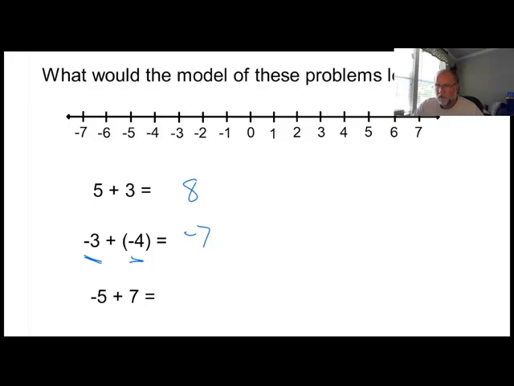Okay, now what if we had positives and negatives, like this negative 5 plus positive 7? Well, the negative 5 says I'm going to start here at 0 and I'm going to go left 5. Well, the positive 7 says I'm going to turn around and I'm going to go from where I'm at right now 7 places. So 1, 2, 3, 4, 5, 6, 7. And where did I end up at? I ended up at a positive 2.